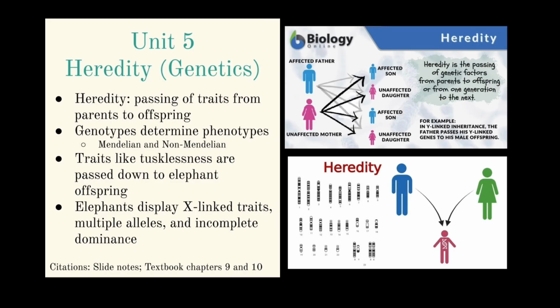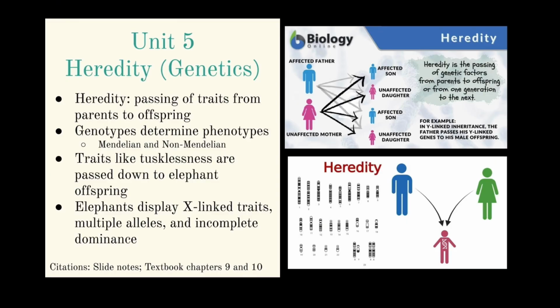Unit 5, Heredity and Genetics. Heredity is the passing of traits from parents to offspring. Genotypes determine phenotypes. Genotypes are the alleles that make up a gene, while phenotypes are the physical traits that are expressed. These can follow the Mendelian or non-Mendelian genetic rules.